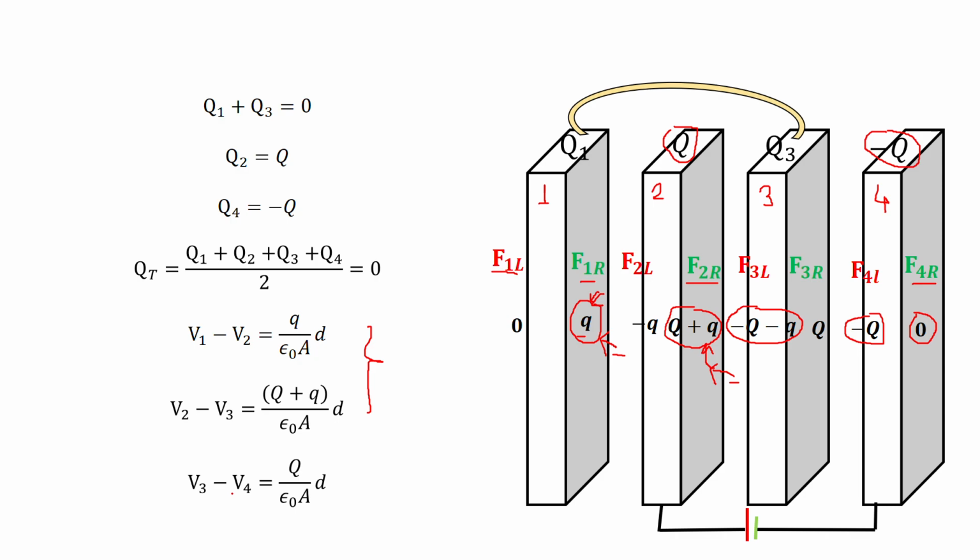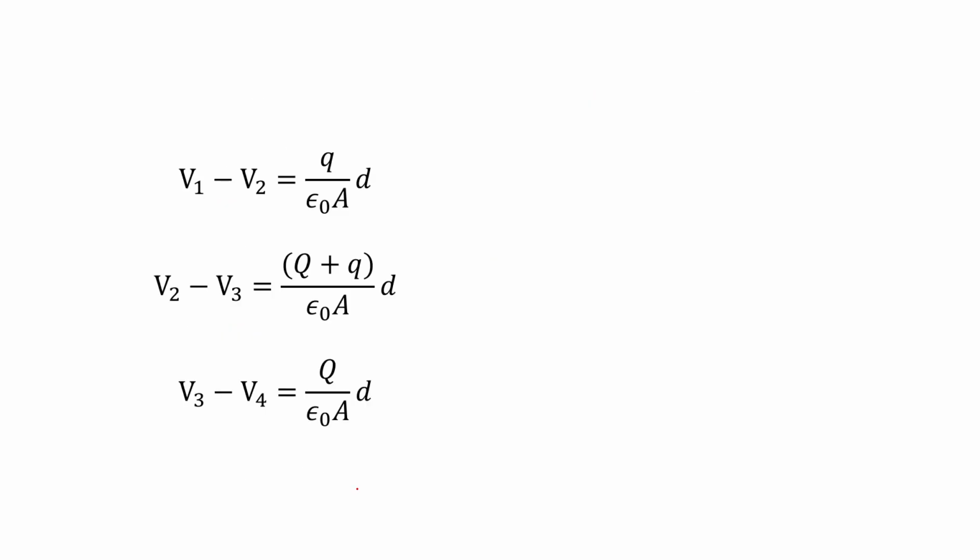So V3 minus V4 is, we are considering this space. So to the left of this space is the face F3R, and the charge appearing on this face is capital Q. So V3 minus V4 is capital Q divided by epsilon naught A into T. So now we have calculated V1 minus V2, V2 minus V3, V3 minus V4.